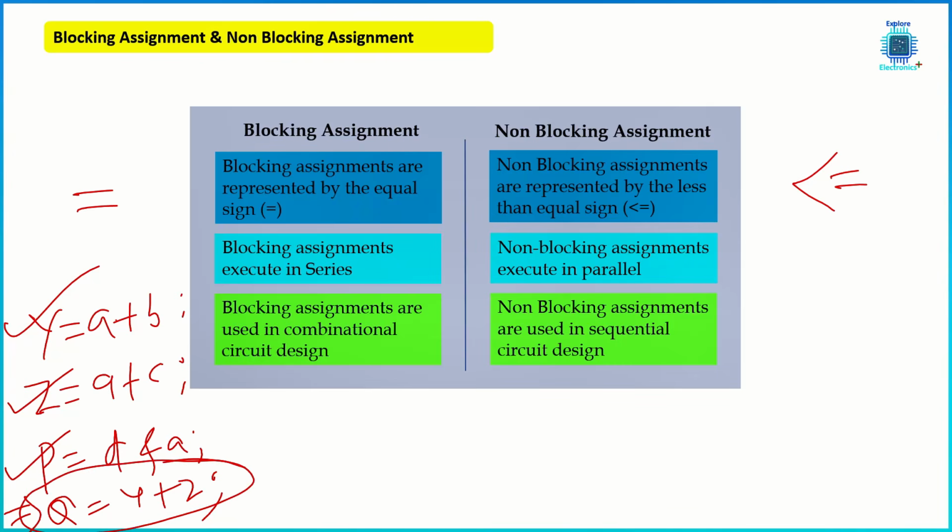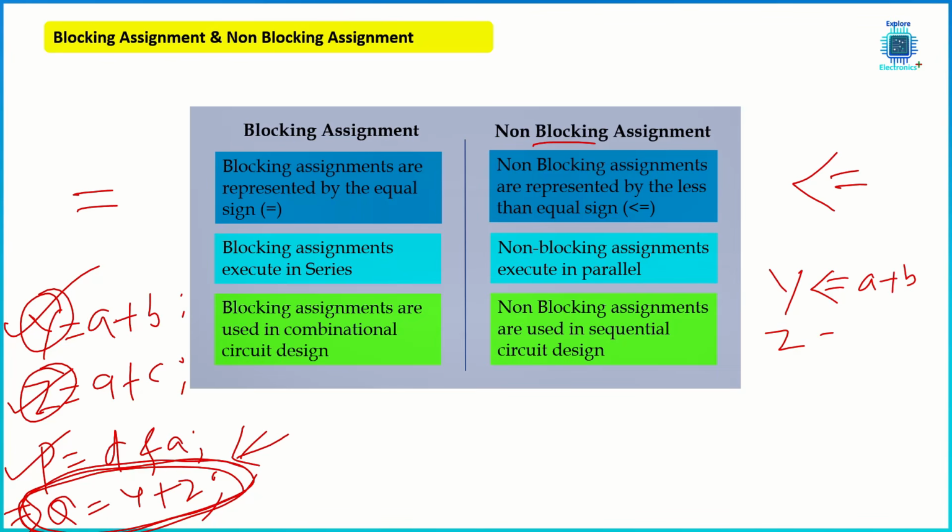While executing this, it will take the recent values of y and z. Here y is updated, z is updated. With the updated values, this line of code will be executed. But while using the non-blocking assignment, for the same lines of code, y <= a + b is written, and then z <= a + c, then p <= d & a, and then the last line q <= y + z is written.